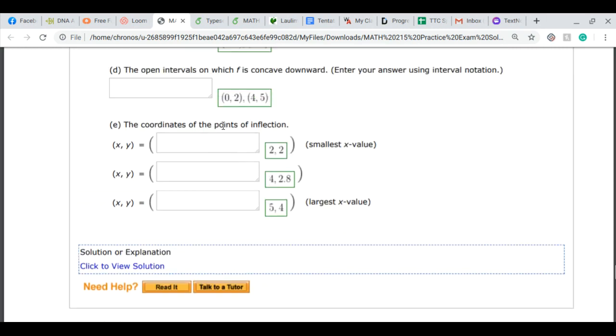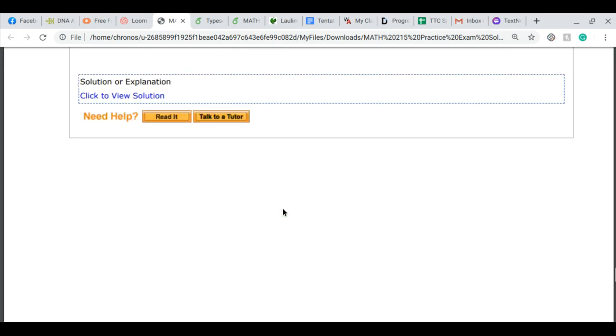Remember, when we say point of inflection, that means the point which is given in an ordered pair, x coordinate comma y coordinate. 2 comma 2, x value, y value. X value 4, y value 2.8. X value 5, y value 4.